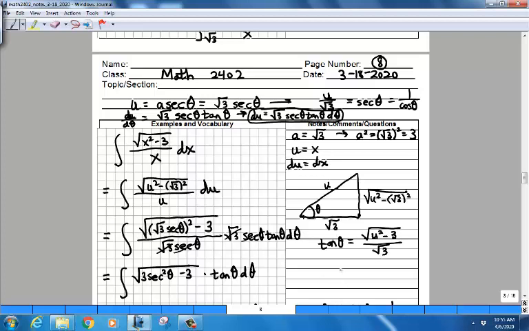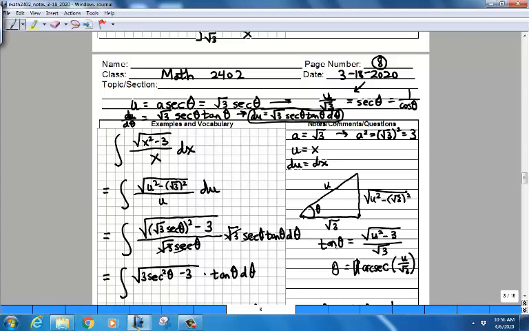Now, what is theta, though? Because I also have to replace theta, right? But remember, let's come back here. Remember, secant of theta was u over the square root of 3, right? So now you can use your inverse trig function to solve this equation for theta. If secant of theta is u over the square root of 3, that means theta is arcsecant of u over the square root of 3. That's just using our inverse trig functions to solve this equation.